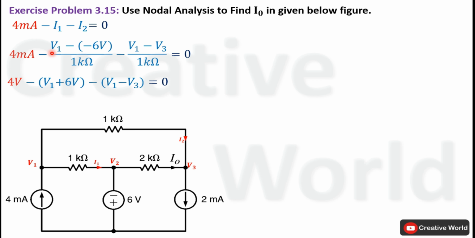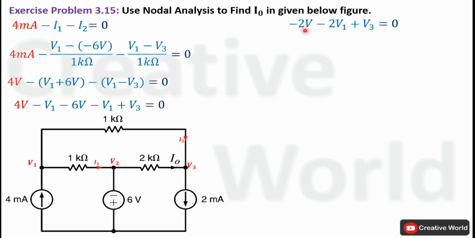Here the product of 1 kilo ohm and 1 kilo ohm in the denominator will cancel out with each other. The same case will be applied here also. Now open these brackets, and the minus sign will multiply with the variables inside the brackets. The equation will become 4 volt minus V1 minus 6 volt minus V1 plus V3 equal to 0. Now add 4 volt and 6 volt together, it will become minus 2 volt. The sum of minus V1 and minus V1 will become minus 2V1, and plus V3 equal to 0.